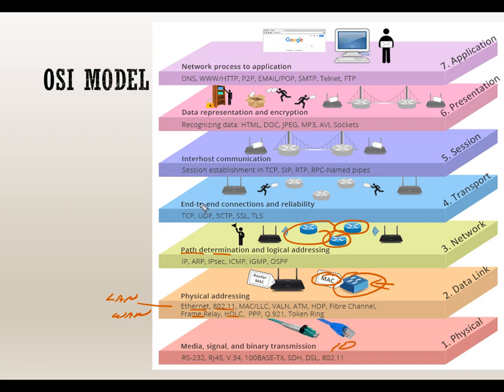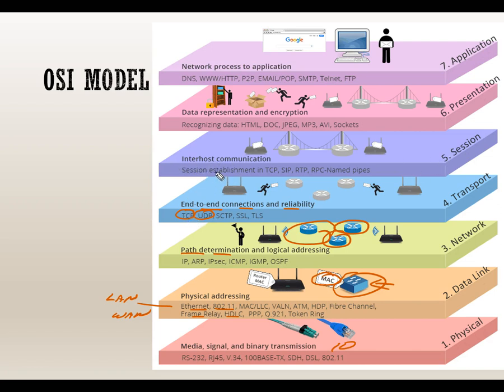When we get up here, TCP, UDP, SCP, transport layer, end-to-end connections and reliability. We're going to talk about how it establishes those end-to-ends. The two primary protocols that are here are going to be TCP and UDP, which are going to be the topic of the next objective.